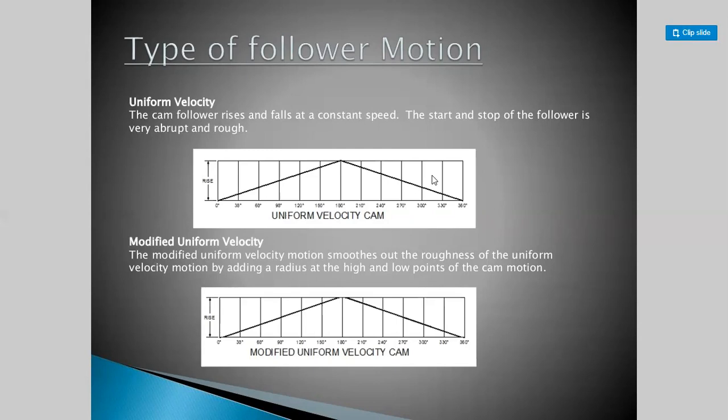The first is uniform velocity. The cam follower rises and falls at a constant speed. The start and stop of the follower is very abrupt and rough. The modified uniform velocity smooths out the roughness of the uniform velocity motion by adding a radius at the high and low points of the cam motion.